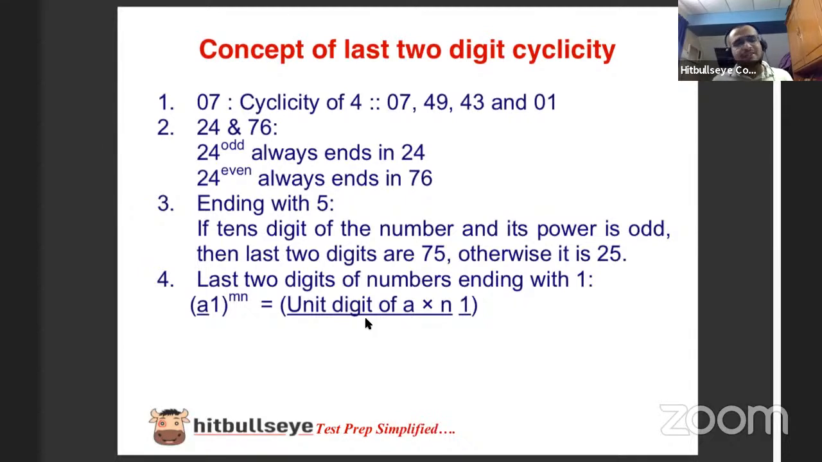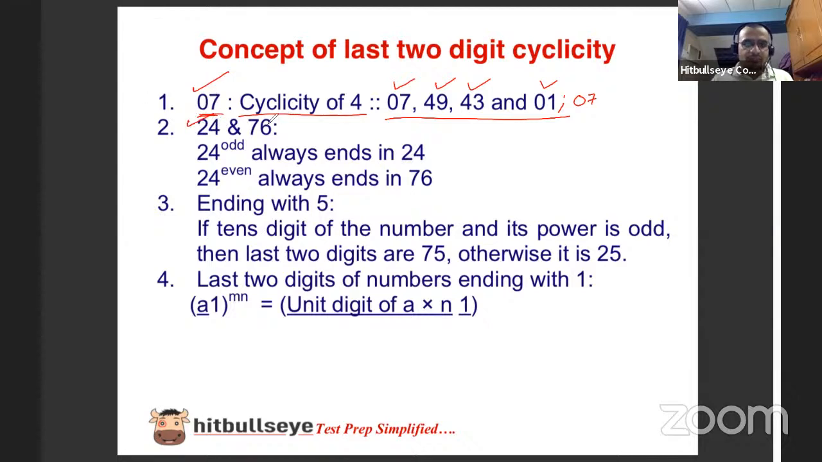Now let's talk about cyclicity for two digits. Just as we learned for one digit, what is the cyclicity for two digits? Let's talk about 07. We'll just pick the most familiar numbers. For 07 the cyclicity is 4. For 7 it is 4. For 07 also we have 4. 07, 49, 43, 01, and then it will again have 07. So the cyclicity of 07 is 4.